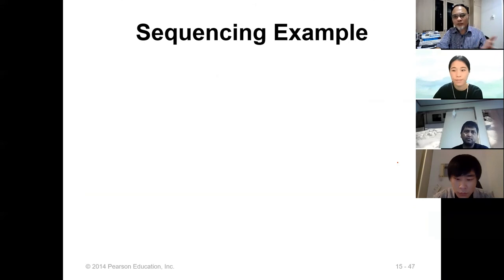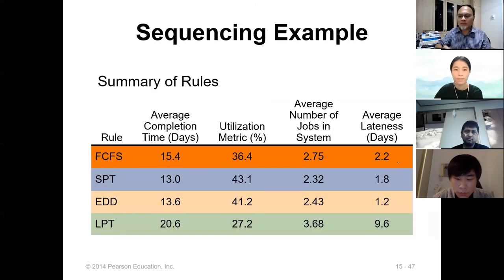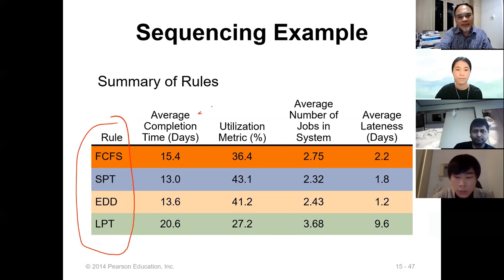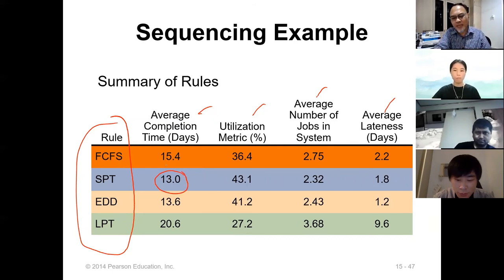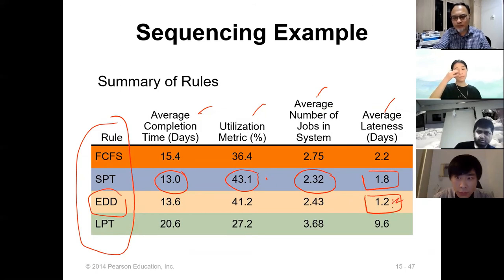This is a summary table of the rules and all the metrics. If we do some comparison and look at the average completion time, the shorter the better, right? It looks like shortest processing time, SPT, and a higher utilization. It's a good utilization. Average number of jobs, 2.32, is the lowest. But lateness is not that good as EDD, earliest due date, 1.2. Yes, earliest due date.